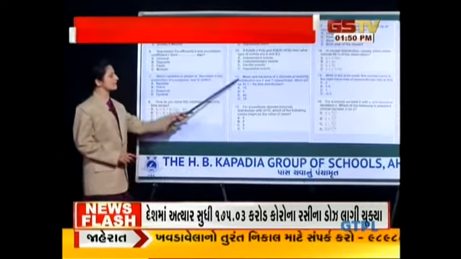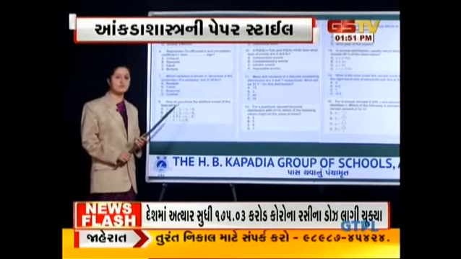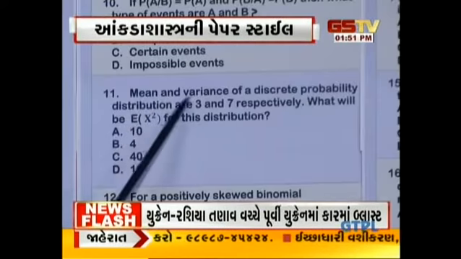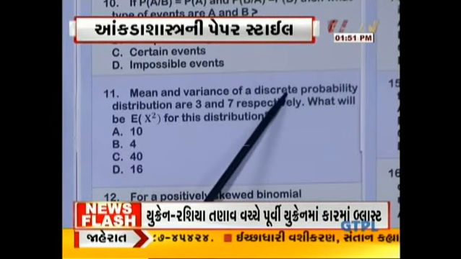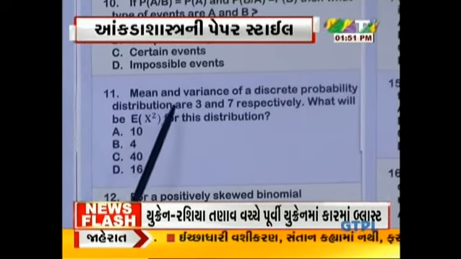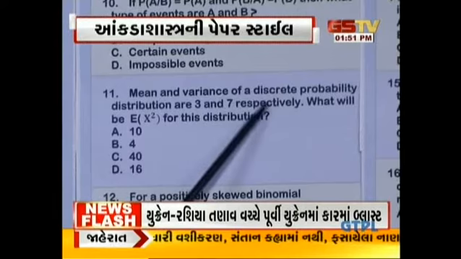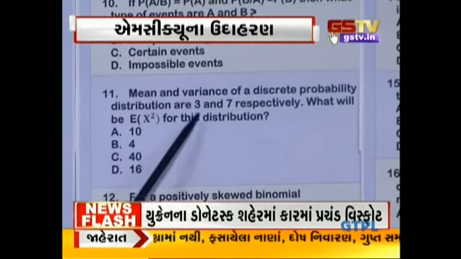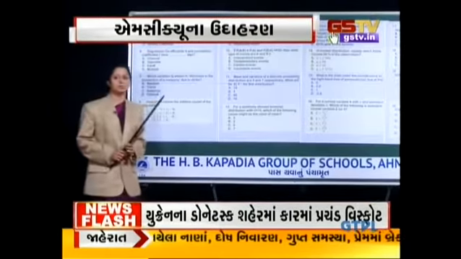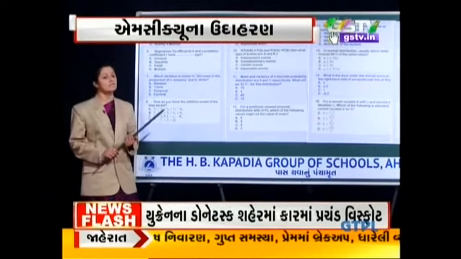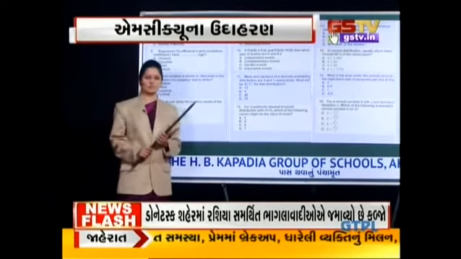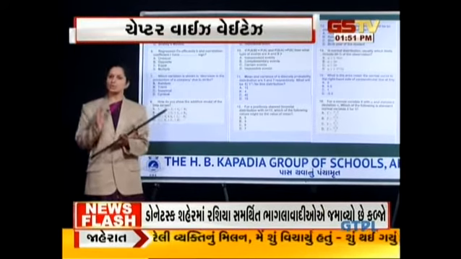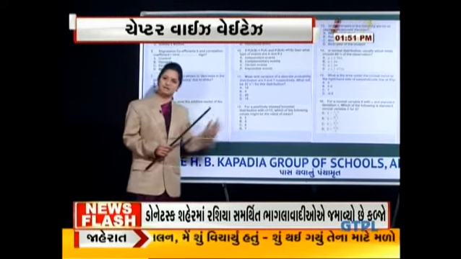Moving towards the next few examples of chapter 2, binomial distribution. Mean and variance of a discrete probability distribution are 3 and 7 respectively. What will be E of x square for this distribution? Now this is one kind of sum where you need calculation. So for such type of MCQ, you use the rough page and do the calculation and then mark the answer.